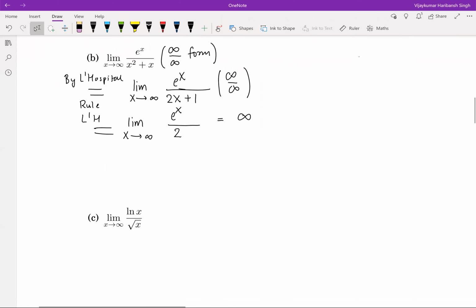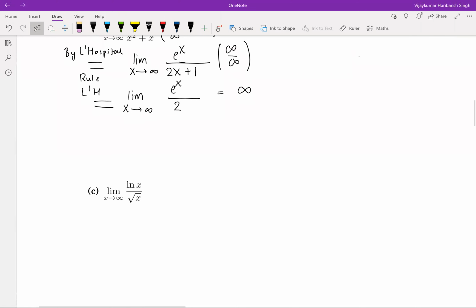Let's look at the next one now. So here again, as x goes to infinity, ln x goes to infinity, right? Recall the ln x graph. This is how the ln x graph looks, right? It will keep on going to infinity as x goes to infinity. And square root of x also goes to infinity as x goes to infinity. So this is of infinity over infinity form.